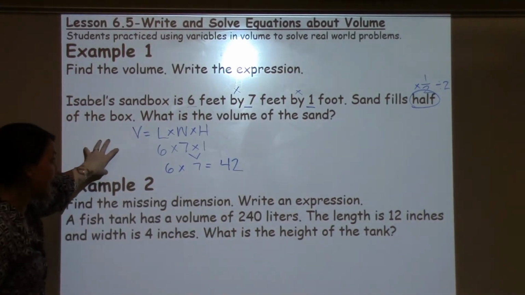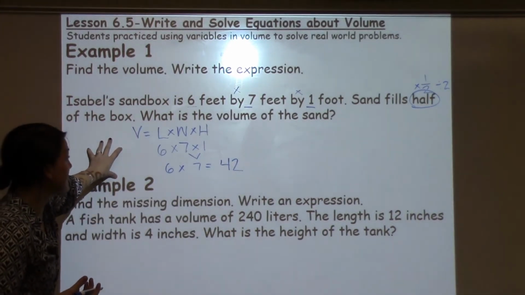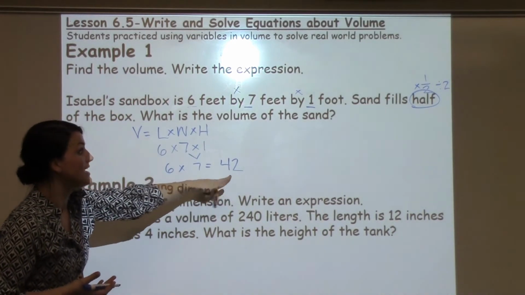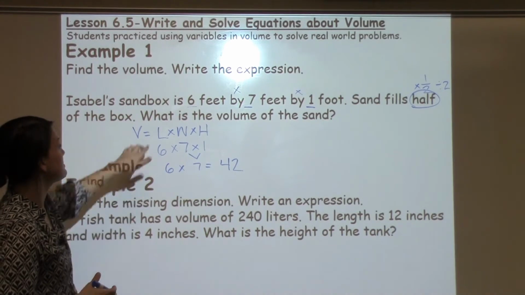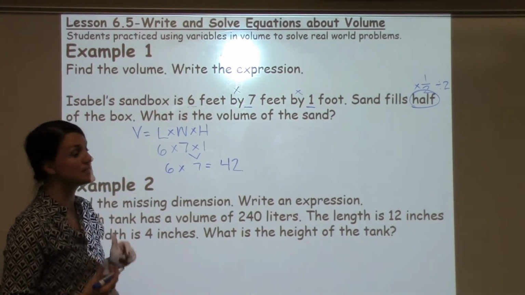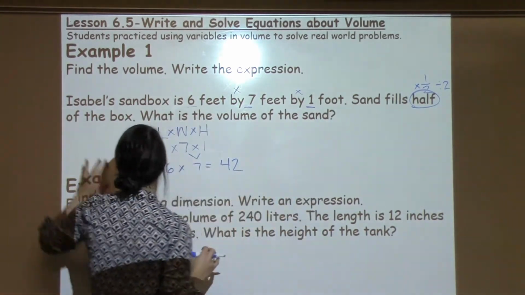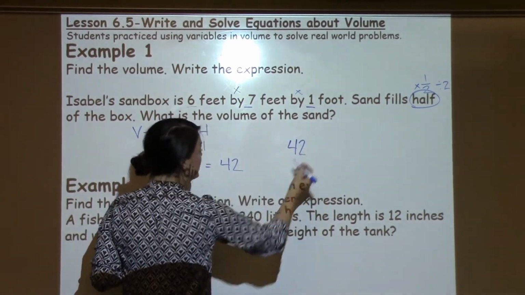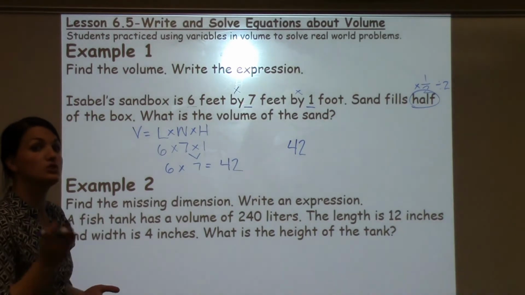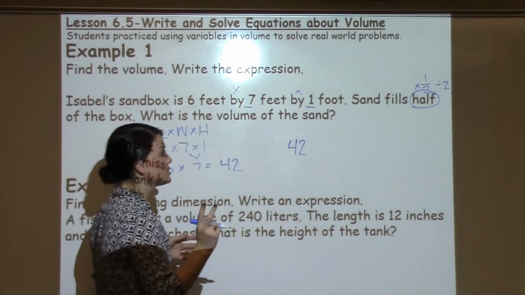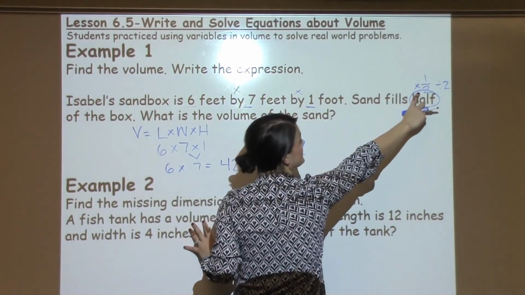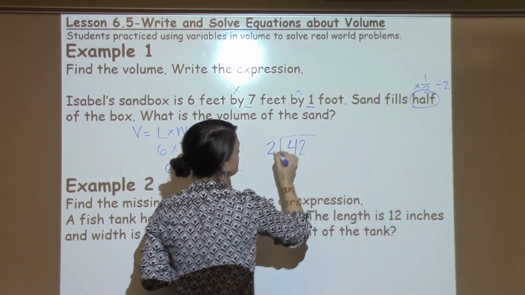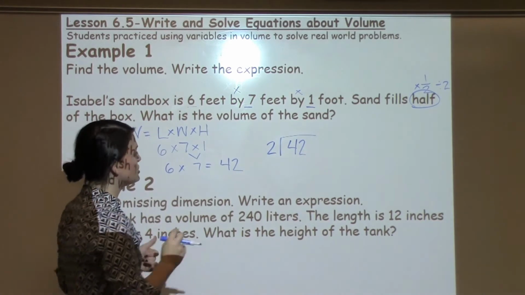Now, they have found the volume of the sandbox by finding length times width times height and finding the answer 42. But they have not answered the question, because the question says what is the volume of the sand, and sand only fills half of the box. So this is a two-step problem, and I'm going to have to chop 42 in half. Again, there are two ways to do that, either by multiplying by 1/2 or dividing by 2. I'm going to go ahead and just divide by 2. Chop that 42 in half.